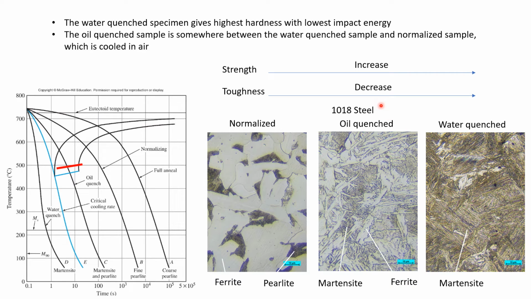If you compare the results of toughness and hardness, you will see that the water quench sample has high strength, and the normalized sample has the lowest strength. You can see the strength increases as the quenching rate increases. If you compare the impact energy as the toughness, you will see that the normalized sample has the highest impact energy, the water quench sample has the lowest, and the oil quench is somewhere in between.